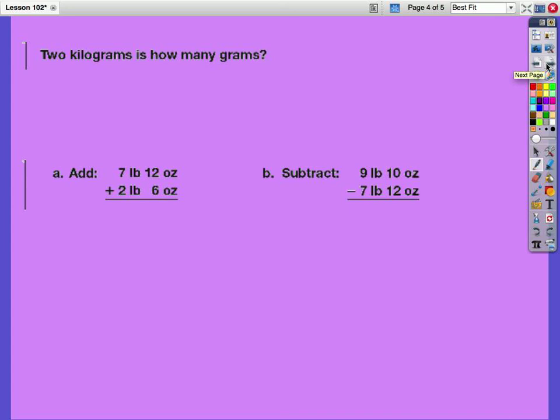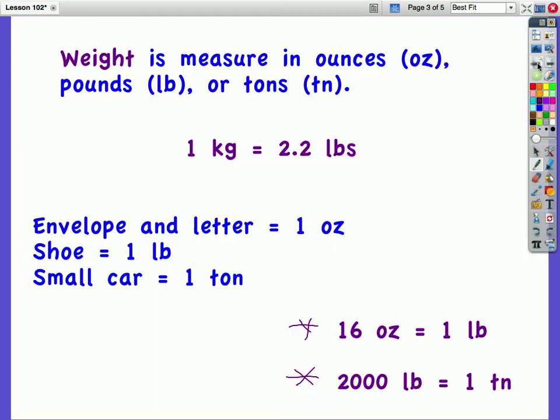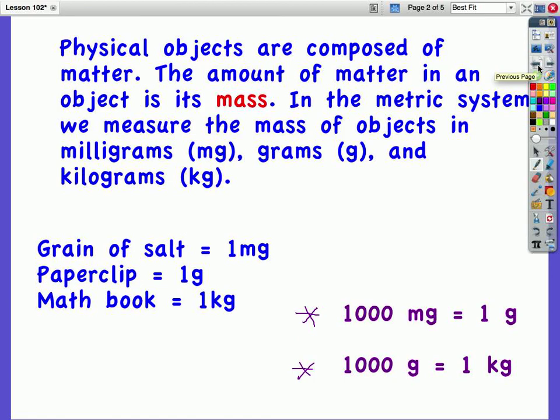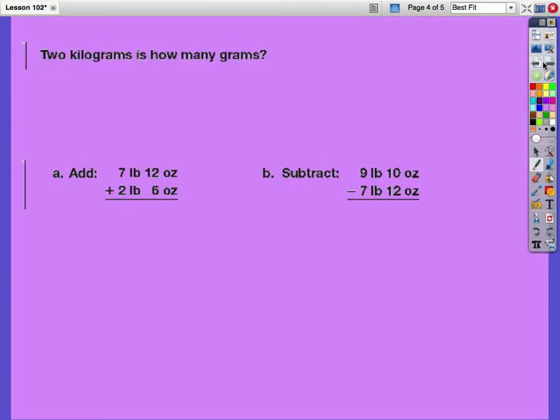The first question says, 2 kilograms is how many grams? Well, let's think back. How many grams were in 1 kilogram? I have 1,000 grams in 1 kilogram. So if I multiply that by 2, I get 2,000 grams in 2 kilograms. Okay, so 2 kilograms, how many grams? 2,000 grams. And I use that g to abbreviate.